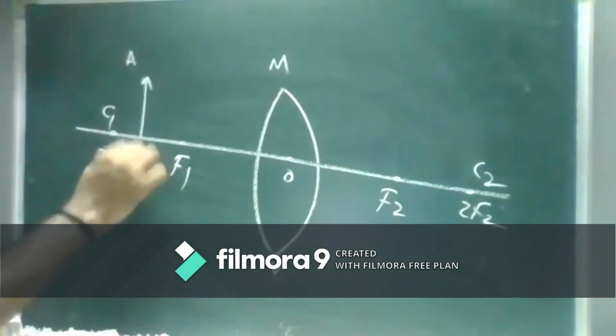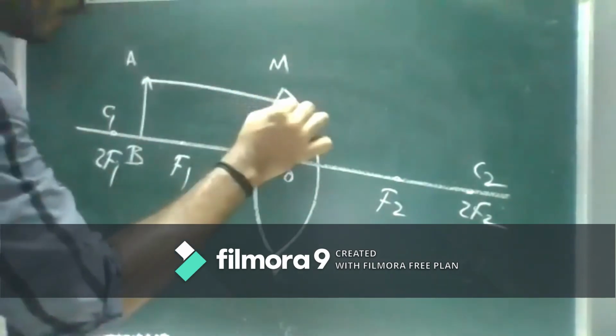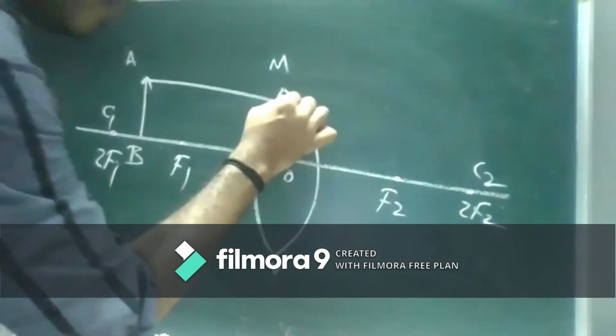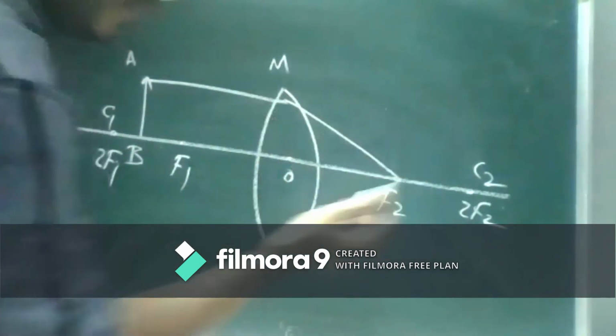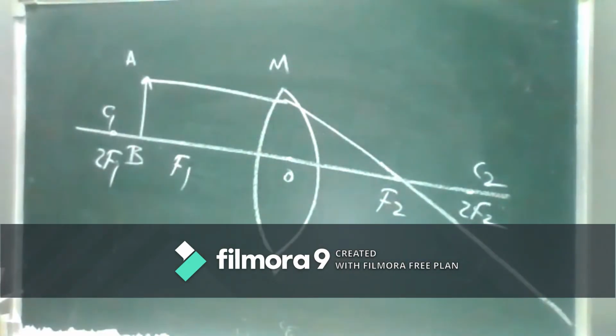It is point A and it is point B at a particular height h. Now there are two lines passing. One is parallel to the principal axis. Because it is refracted, it will try to meet at the focus. It was passing like this.